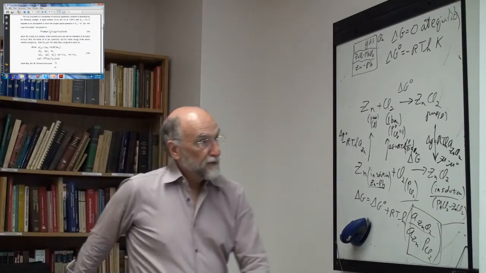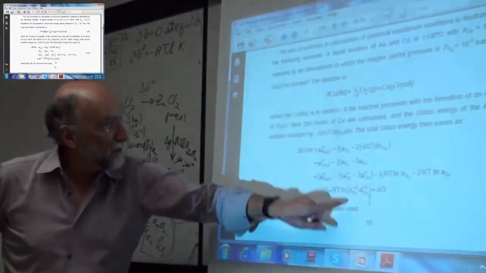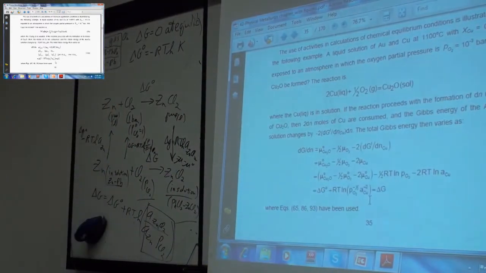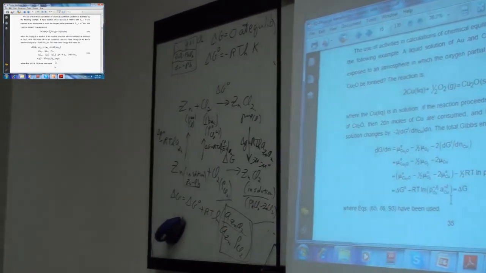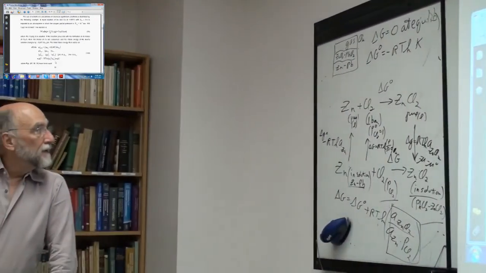And of course, you still have the stoichiometric factors. If it's 2 copper, then you have activity to the power of minus 2. Okay, so that's why it is defined that way.